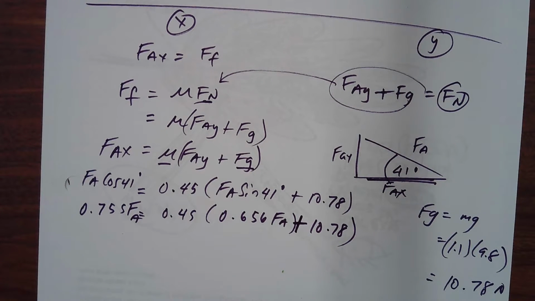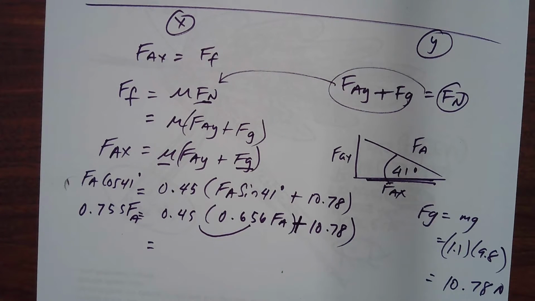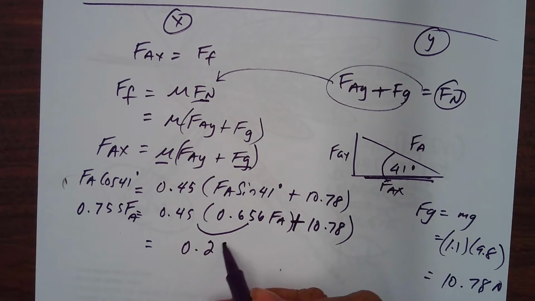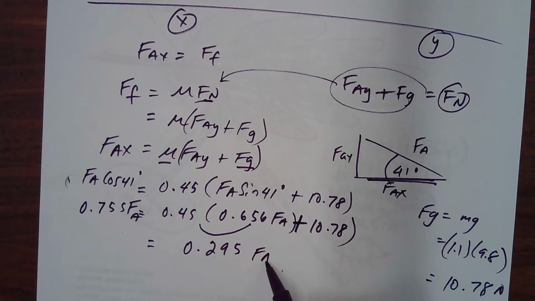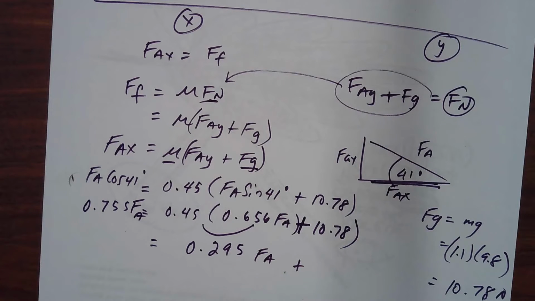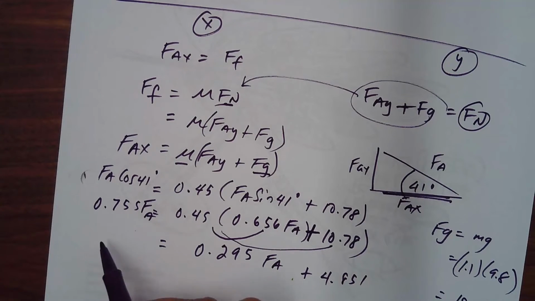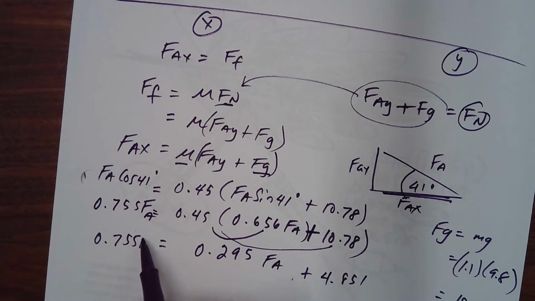Calculate. Yeah, you have the Fa, but let's clean this up a bit. This becomes multiplied to that. So times 0.45. We're just doing math now. 0.295 Fa. Is that okay? Plus 10.78 times 0.45, right? Okay, you got to do this as well. So this becomes 4.851, and this is equal to 0.755 Fa.